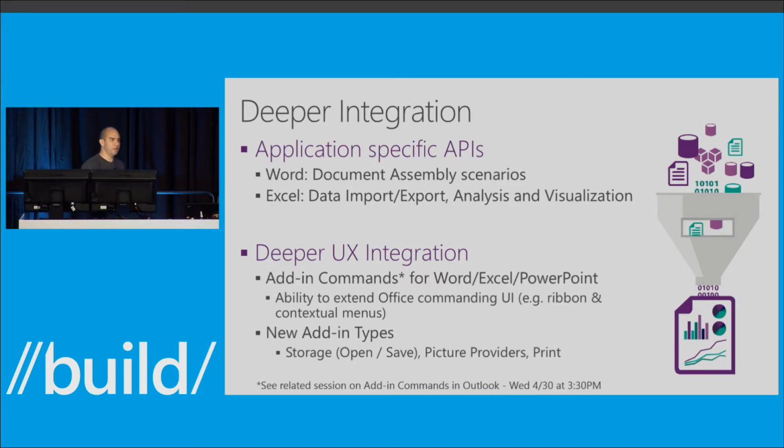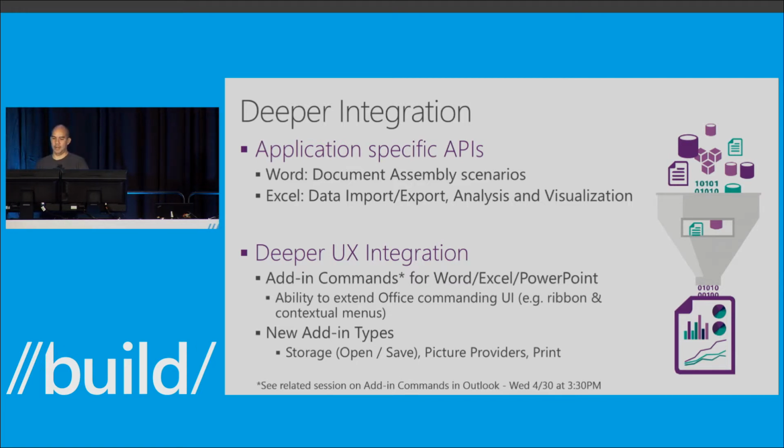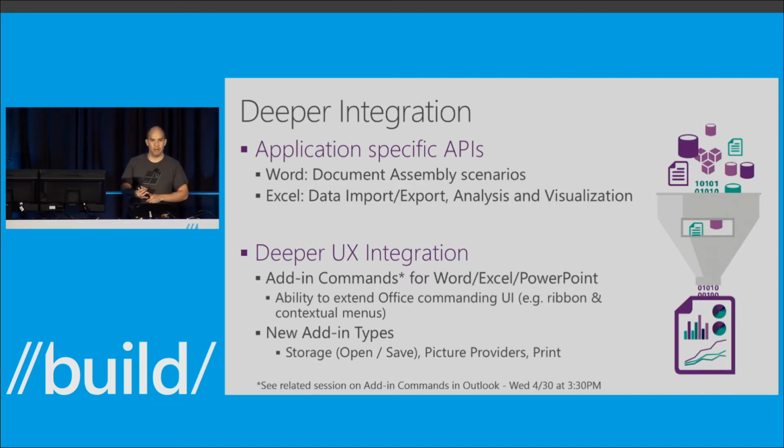A second big priority is deeper integration. This is something that's coming a lot in the user voice. If you're not already participating in the user voice, please do so. We look at it and we understand a lot of the things that people want to do. And we have heard very loudly that people want deeper integration, both in terms of the APIs. So we're going to start adding and lighting up new, deeper APIs. We're going to start focusing on Word and Excel.